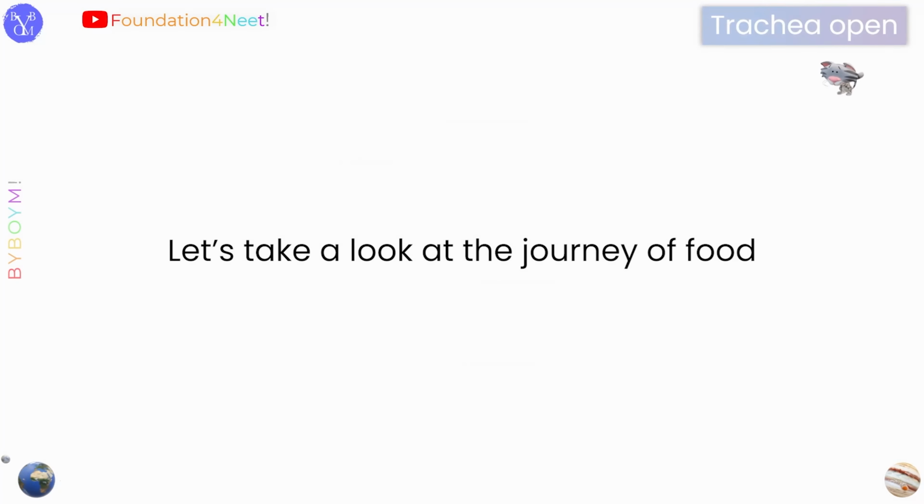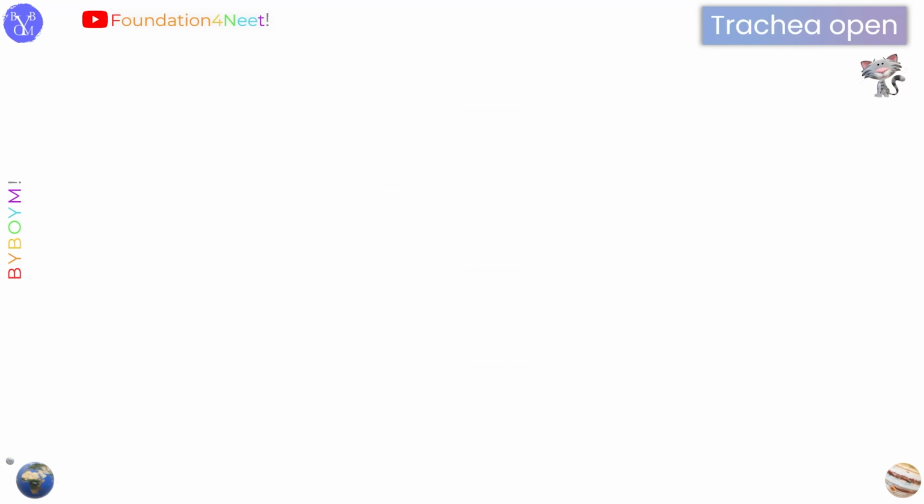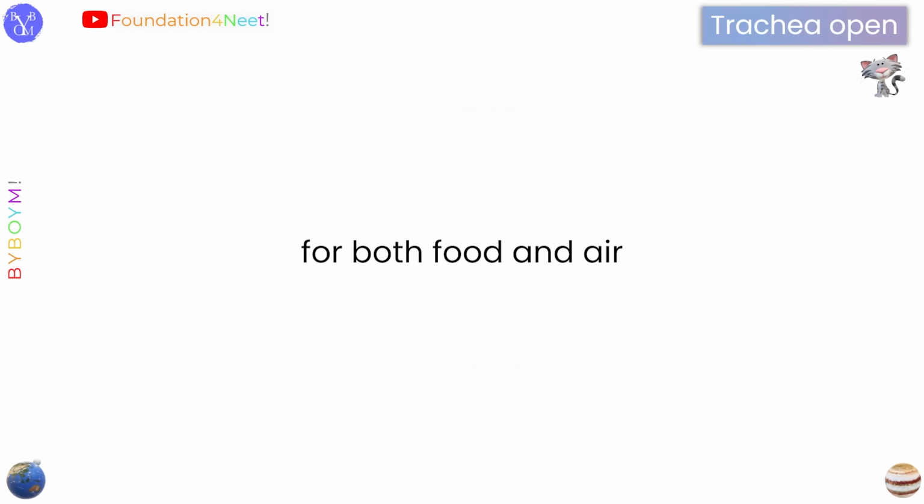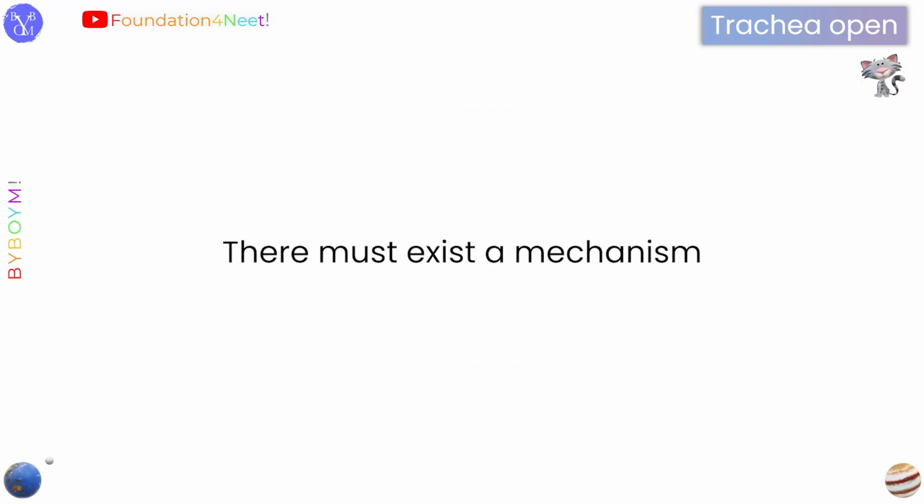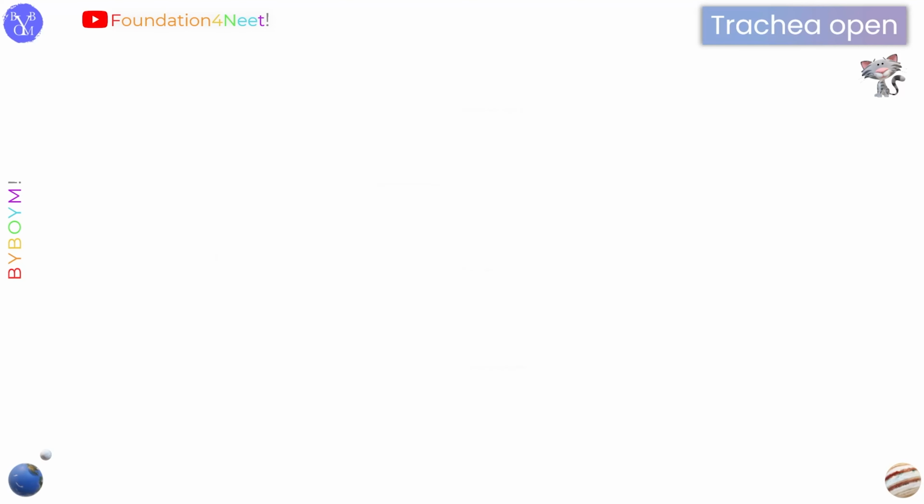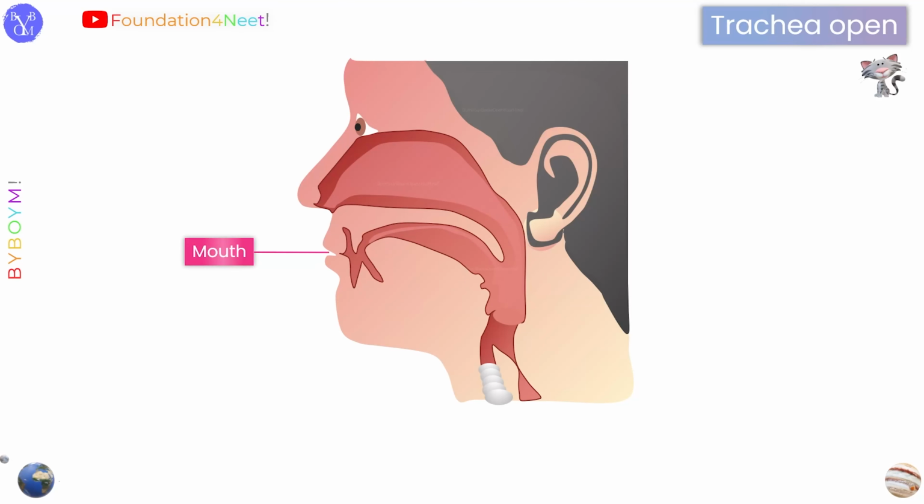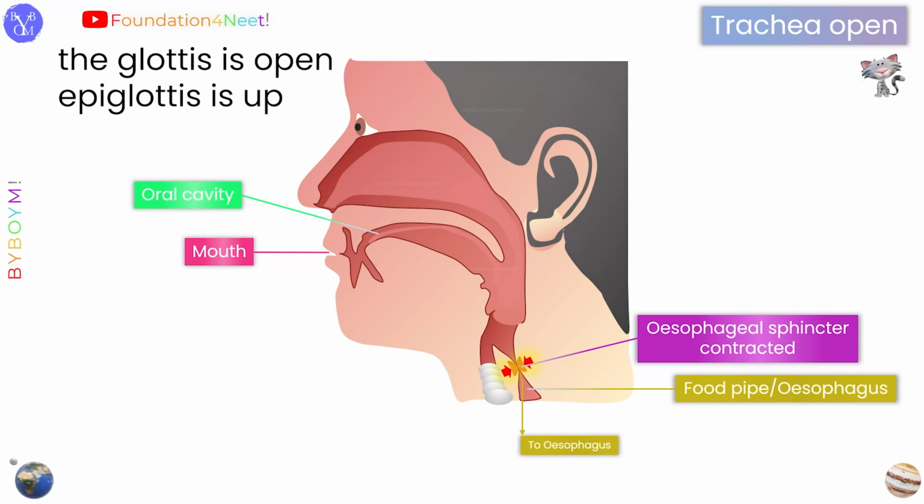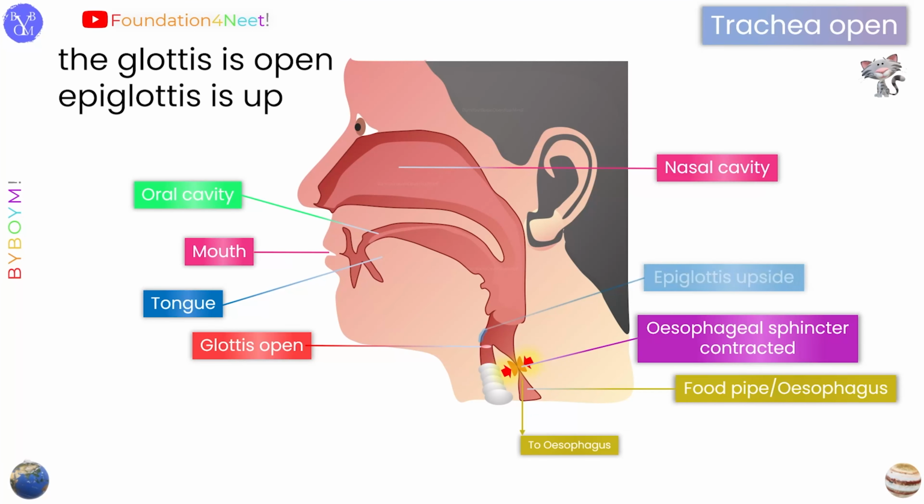Now let's take a look at the journey of food. We discussed it in the last video that the pharynx is the common passageway for both food and air. So there must exist a mechanism to avoid entry of food in the windpipe. If you are not eating, then the mouth is closed and the esophageal sphincter is contracted, thus closing the gates to esophagus. The glottis is open since the epiglottis is up.